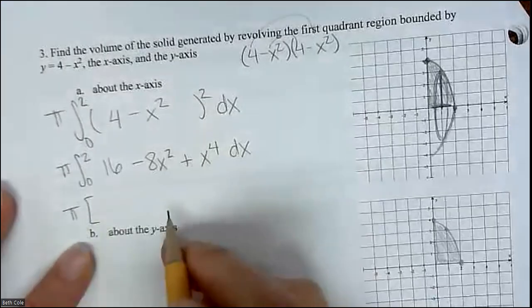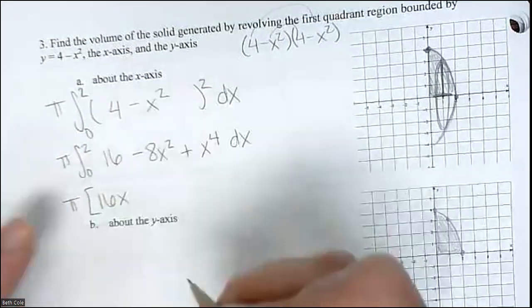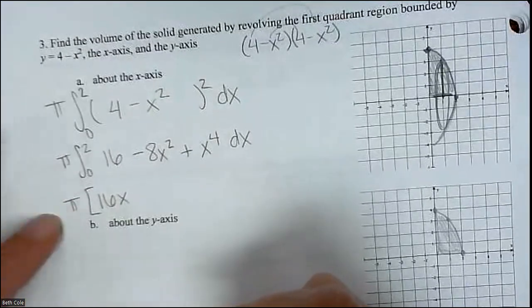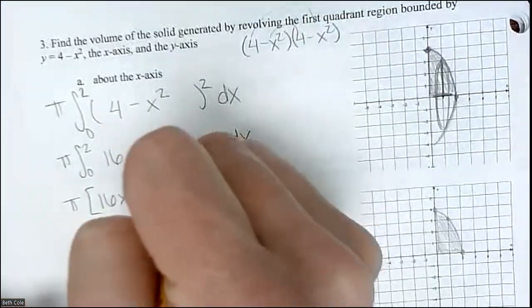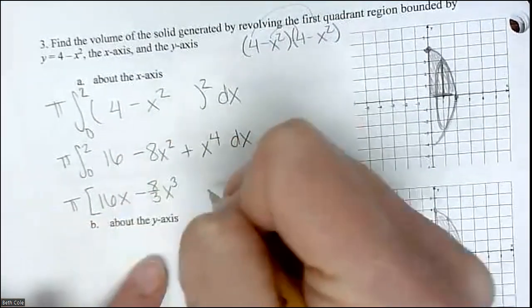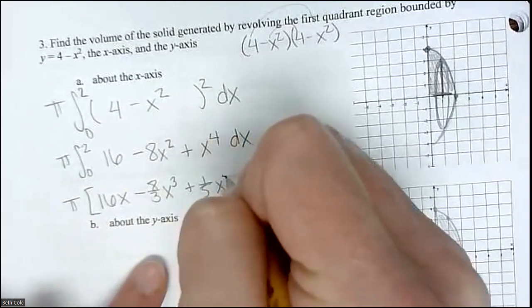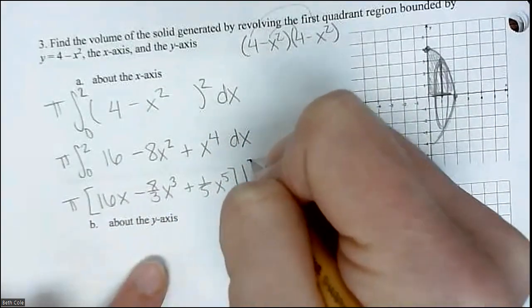That was the algebra. Now here's the calculus. 16x, good. And pi sits out front. I don't say that every time. It's just kind of there. All right, minus. Good, perfect. And then plus. Good, such that 0 to 2.